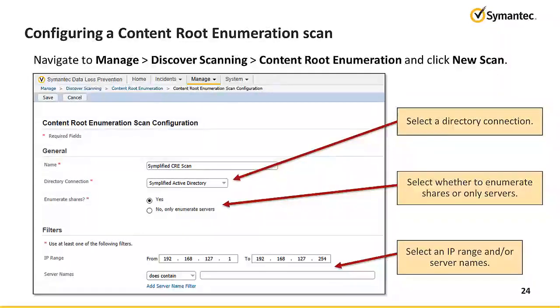After you have created a connection to your directory services infrastructure, you can configure and conduct the CRE scan. To configure a CRE scan, log into the Enforce Administration Console and navigate to Manage, Discover Scanning, Content Enumeration, and then click Add Scan. Type a name for the scan, select a directory connection, choose whether to enumerate servers only or both servers and shares, and then configure at least one filter for IP range or server names, as shown in this figure. When you're done, click Save.